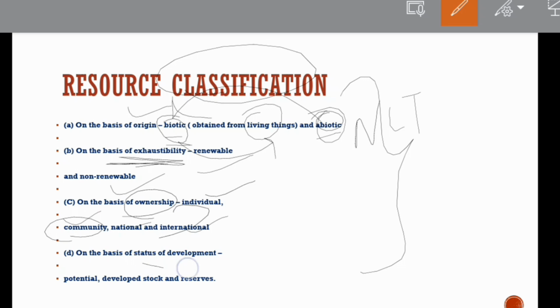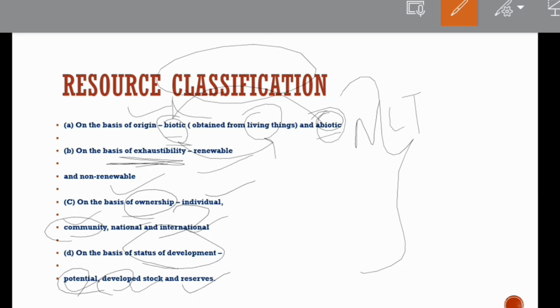Now, on the basis of status of development, there are types: potential, developed, stock and reserve. What is the meaning of potential resources? These are the resources which have been found in a region but are yet to be utilized. Means they are not yet utilized but they are present in a region. Second is developed. What are developed resources? These are the resources which have been researched upon and their quality and quantity have already been decided for their utilization.